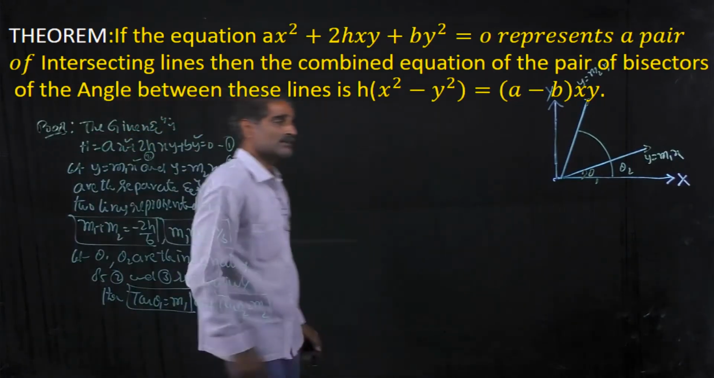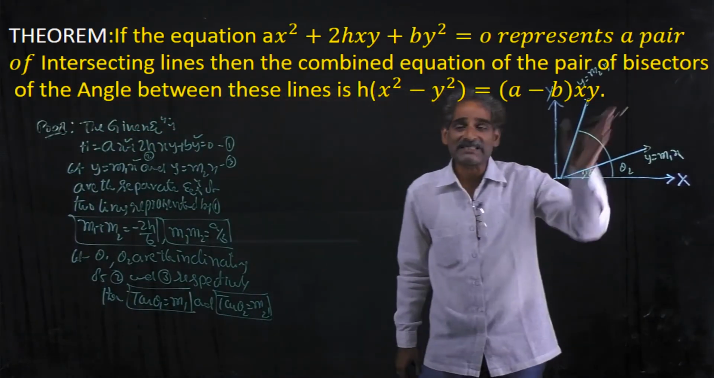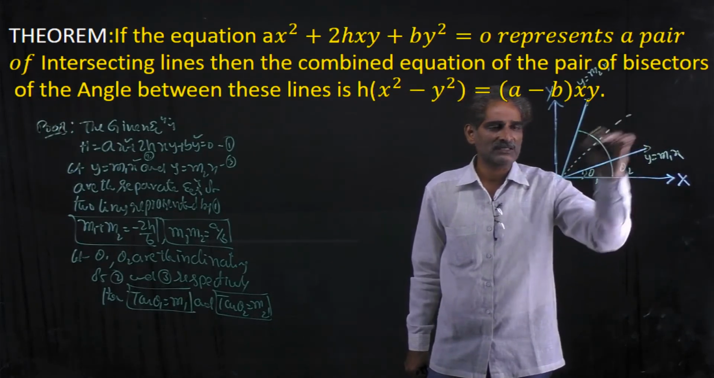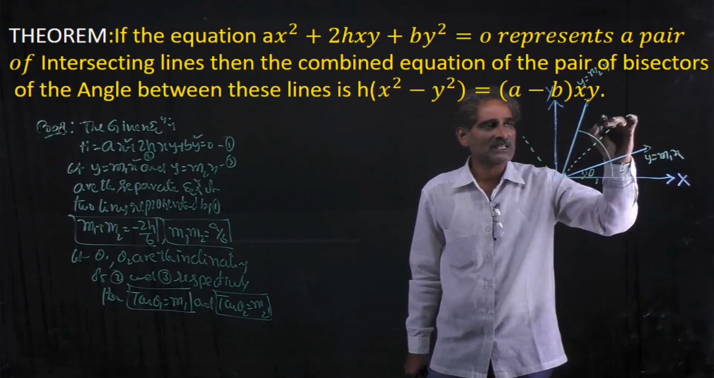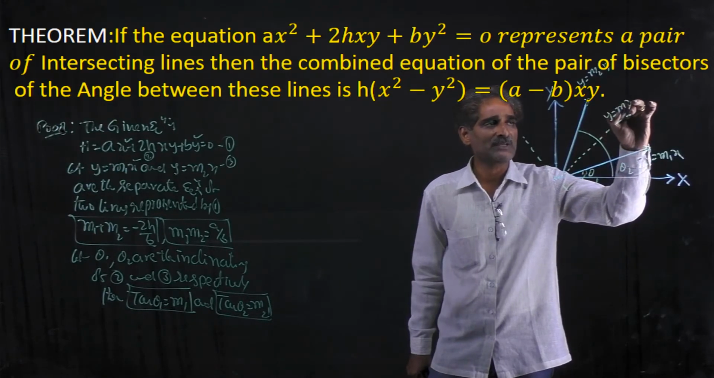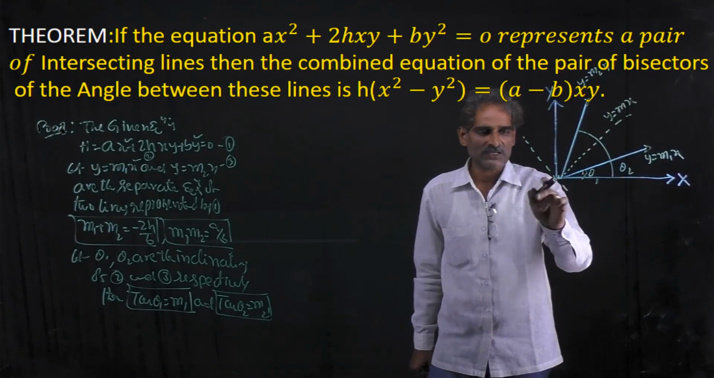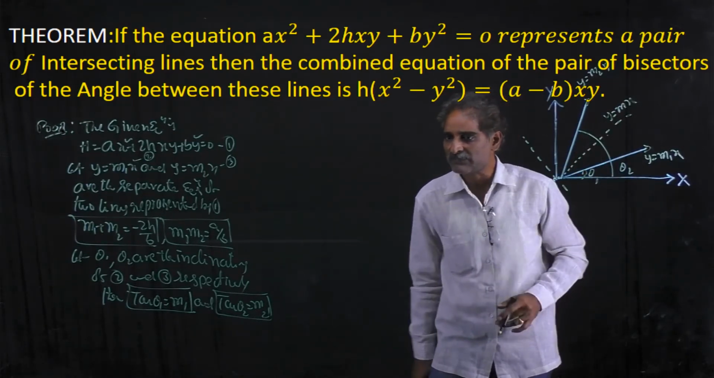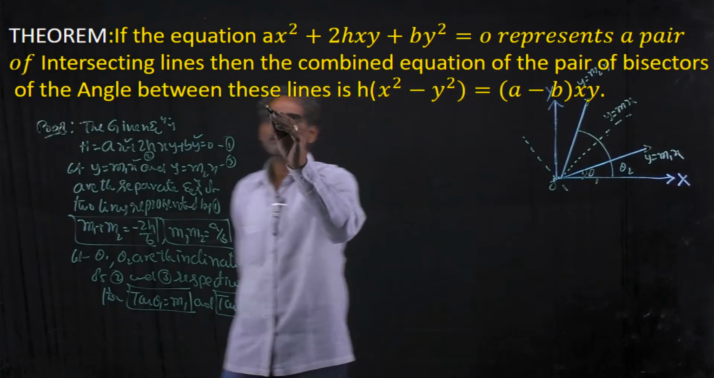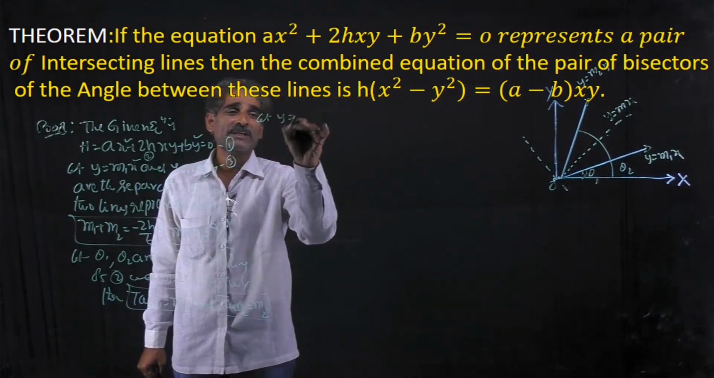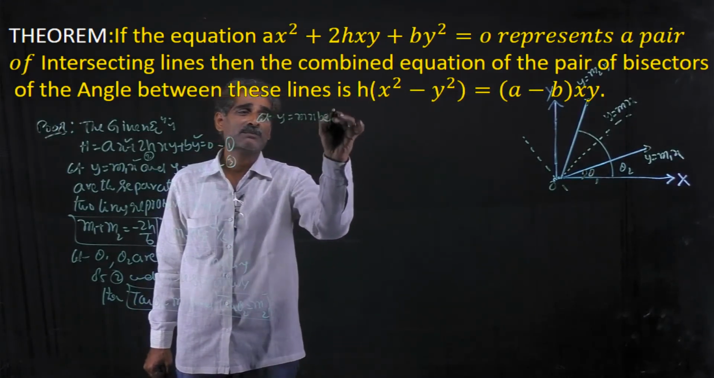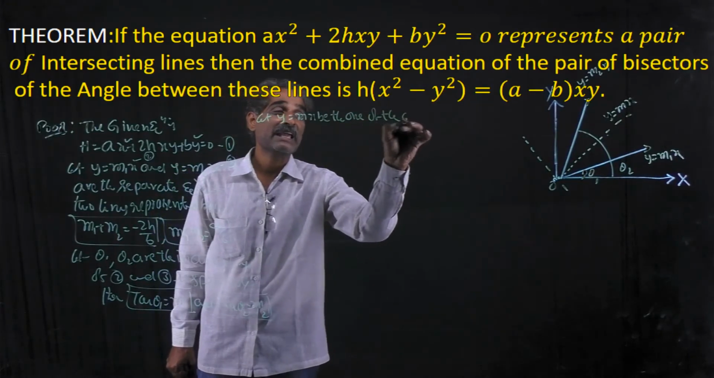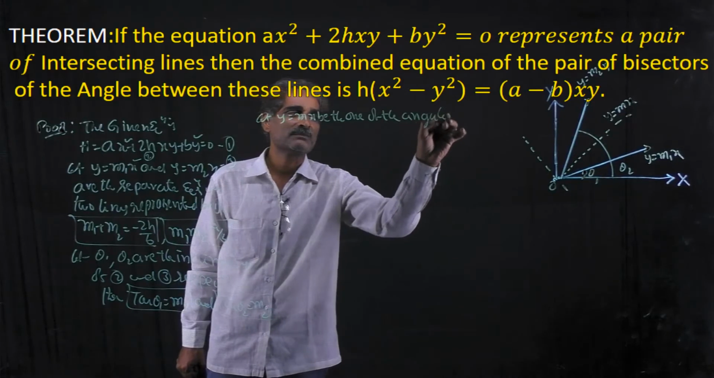So observe this. Now we have to find out the bisectors. Let us assume this is one of the bisectors, internal, and this is the other bisector. Let y equal to mx be one of the angular bisectors. Already this is passing through origin, the line passing through origin in the form of y equal to mx.